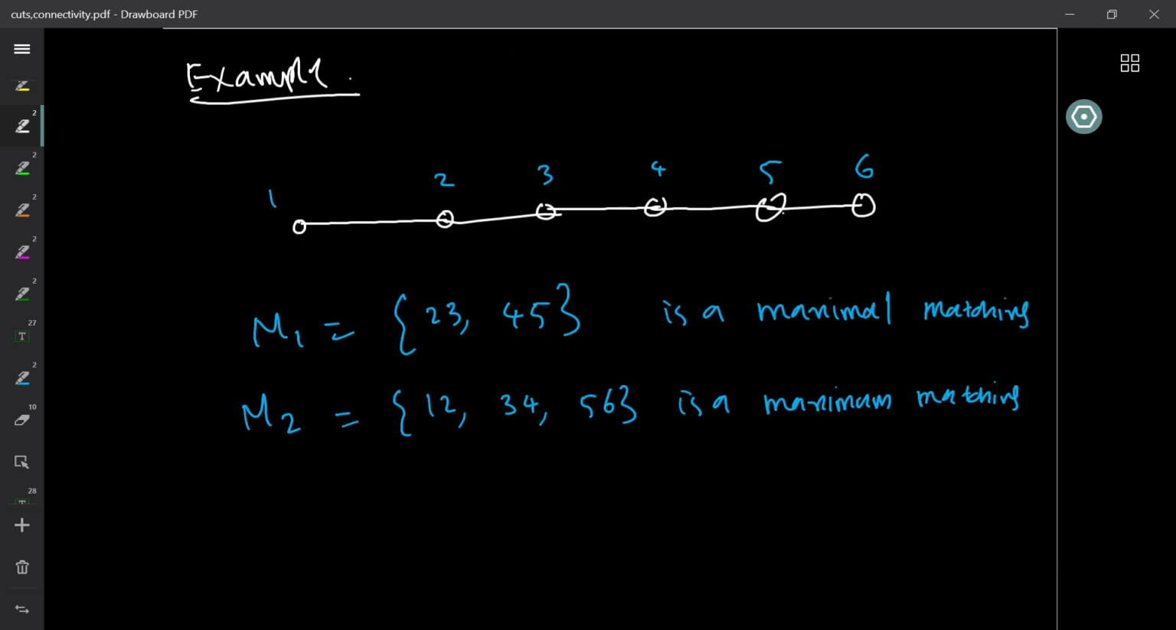I think I presented this example already. So 2, 3, and 4, 5 is a maximal matching.